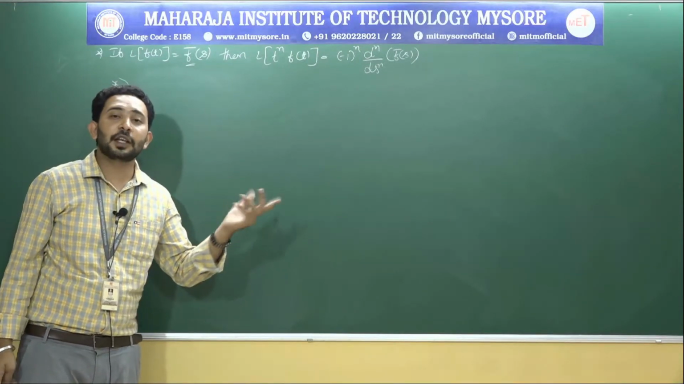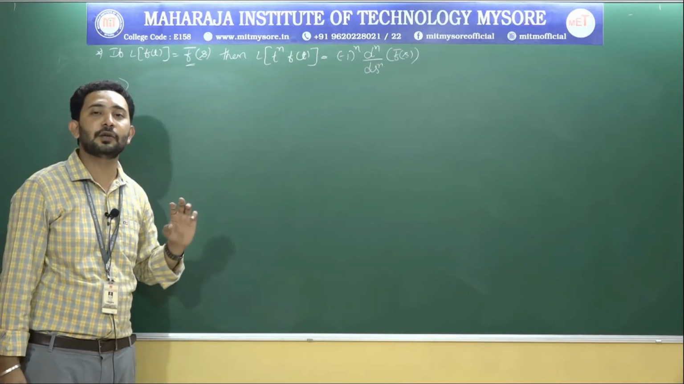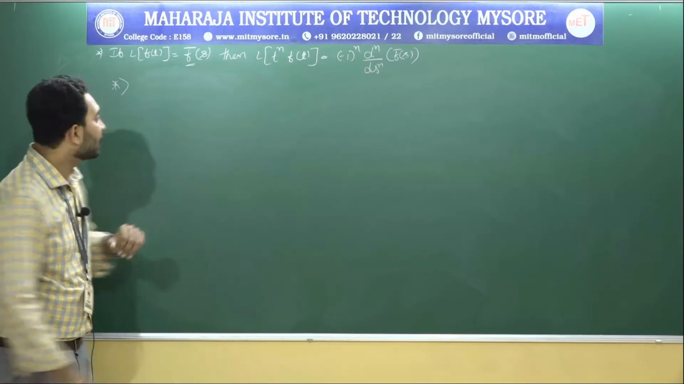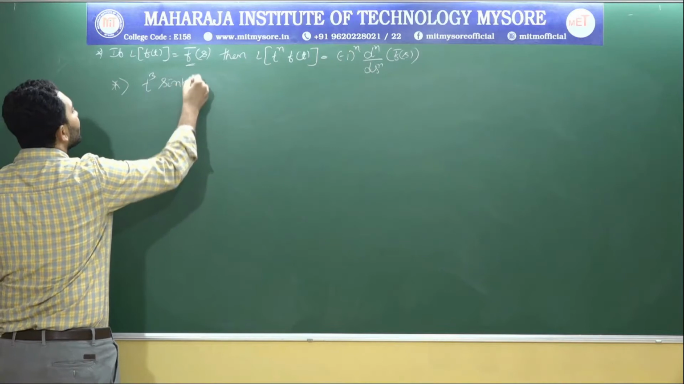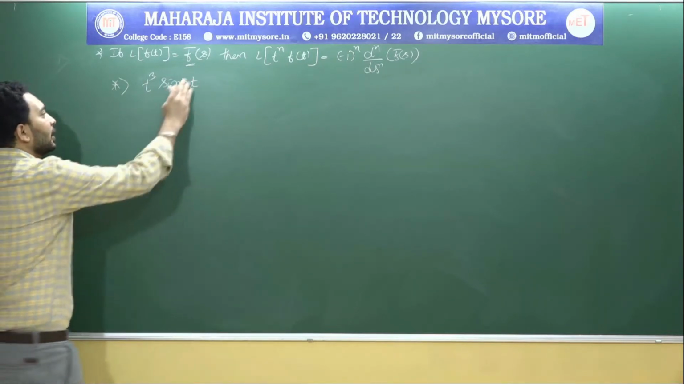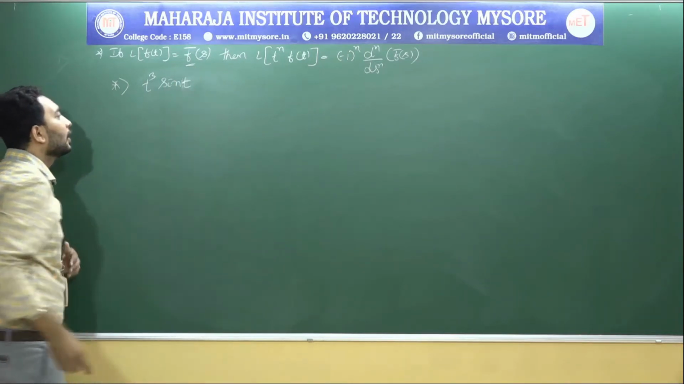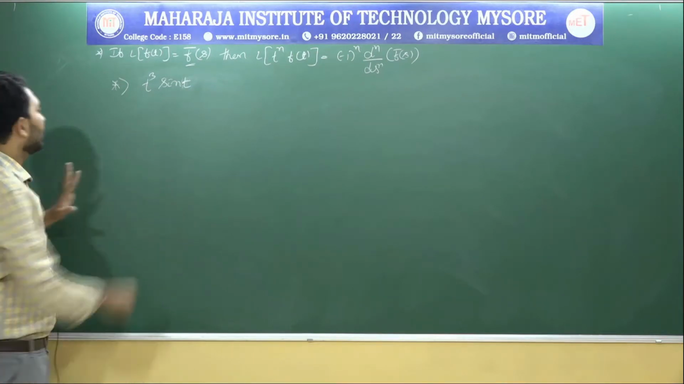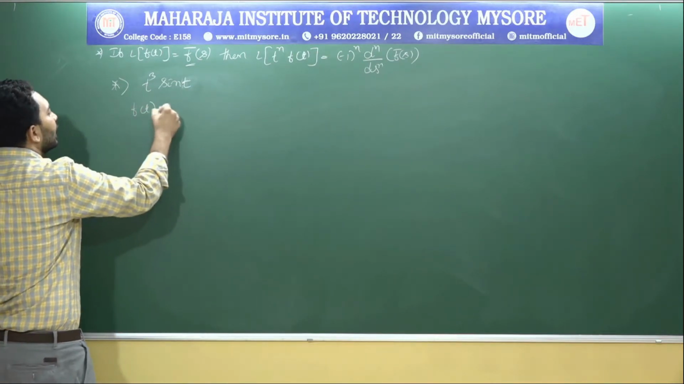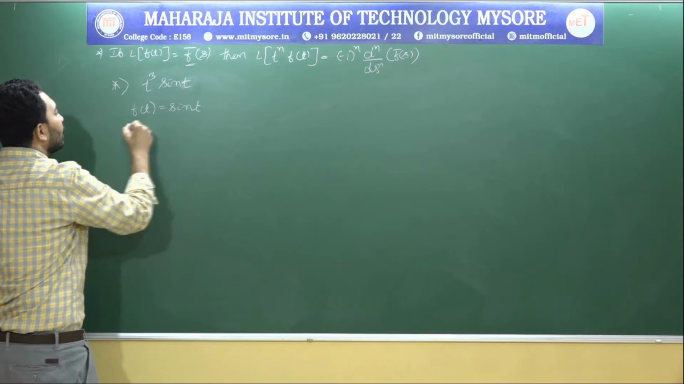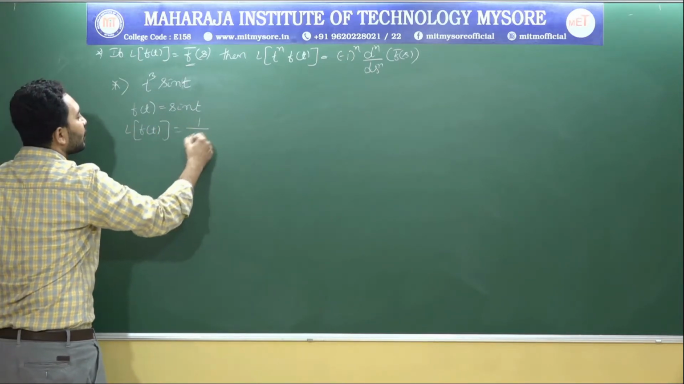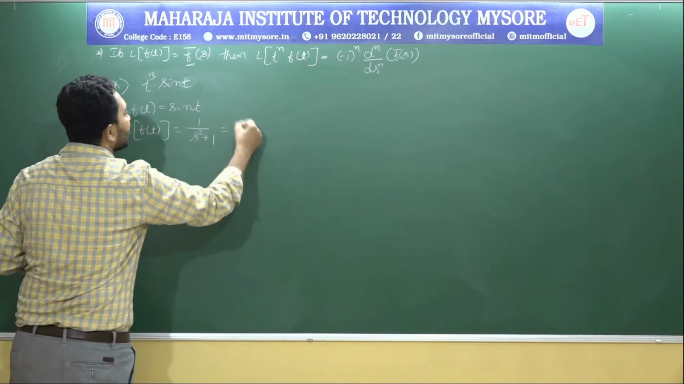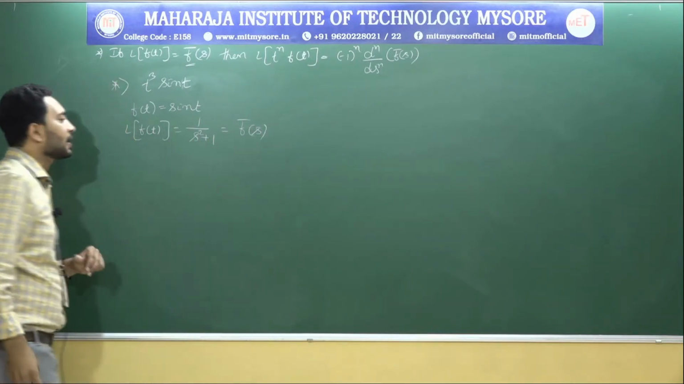Next, if we have t cube in the question, then we need to differentiate thrice. For example, let us take t cube into sin t. What is f of t? It is sin t. What is Laplace of f of t? It is 1 over s square plus 1, which is nothing but f bar s.